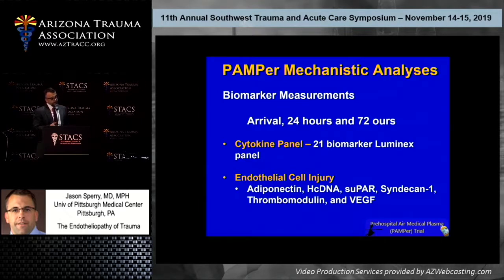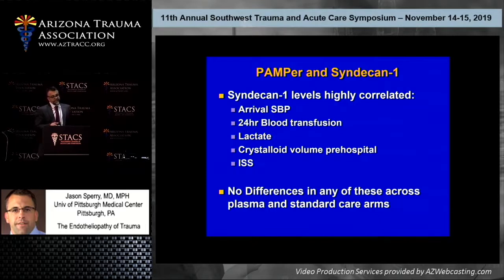But we measured cytokine panels, 21 biomarkers via Luminex panel, and we looked at endothelial cell injury, one marker of which is syndecan-1, part of a group of endothelial cell markers. Importantly, syndecan-1 levels are highly correlated with shock, a manifestation of shock. Similarly, arrival systolic blood pressure is correlated in the PAMPer study cohort. If you have a lower systolic blood pressure, you have a higher syndecan-1 level. If you have a larger 24-hour blood transfusion requirement, thus you were sicker and more likely in hemorrhagic shock, you have higher syndecan-1 levels. For the lactates that we were able to sample, lactate and syndecan-1 levels are correlated.